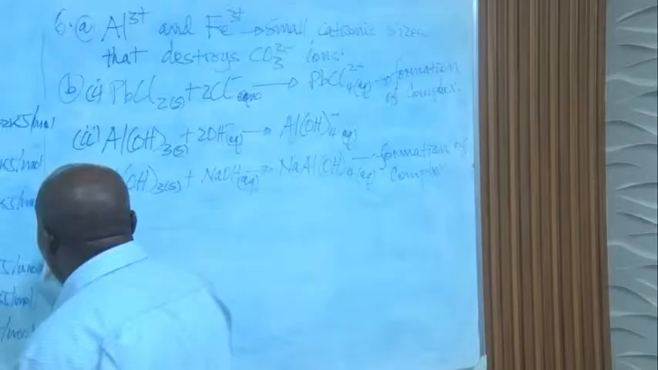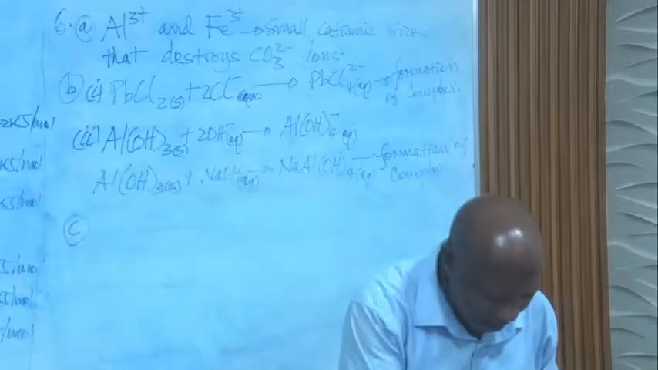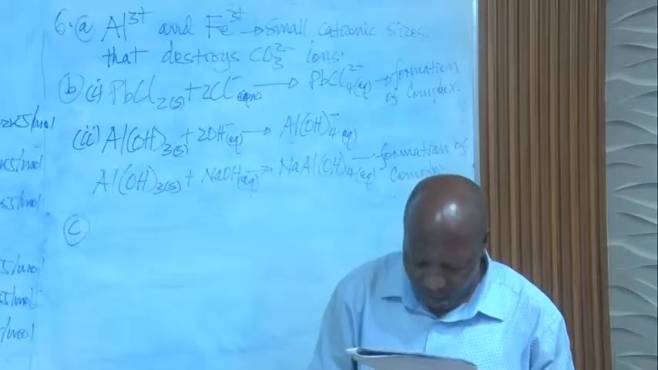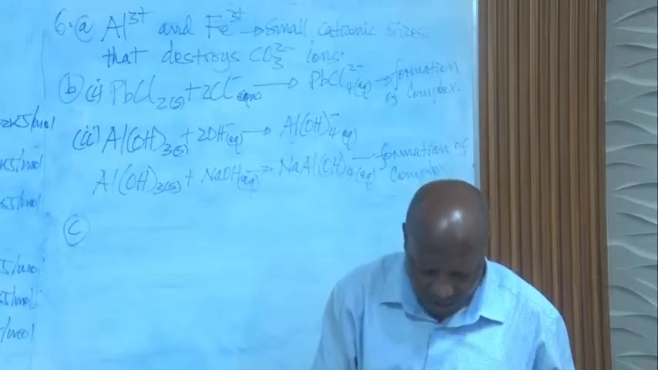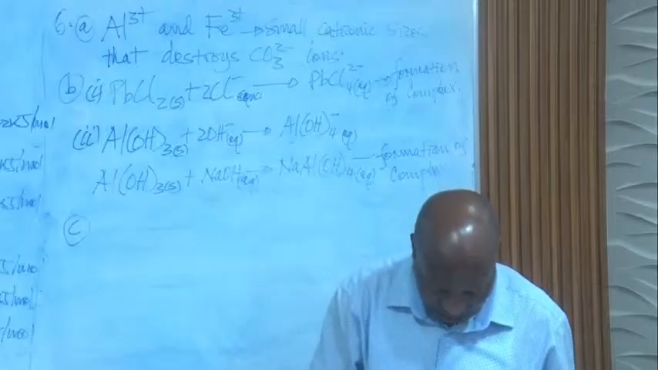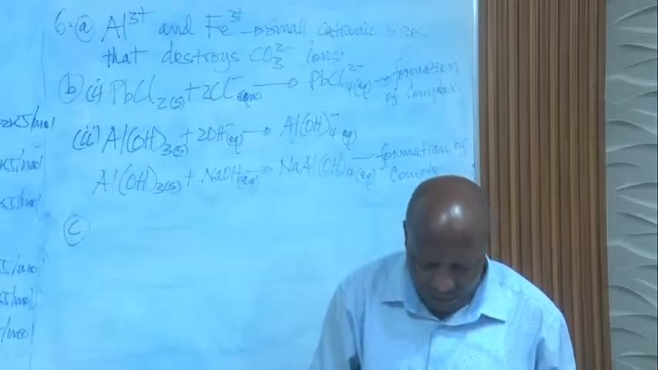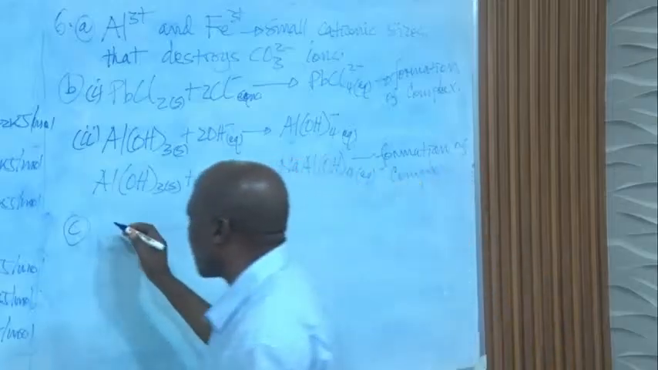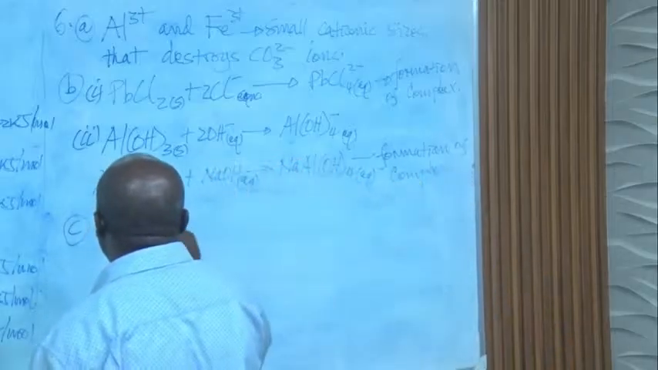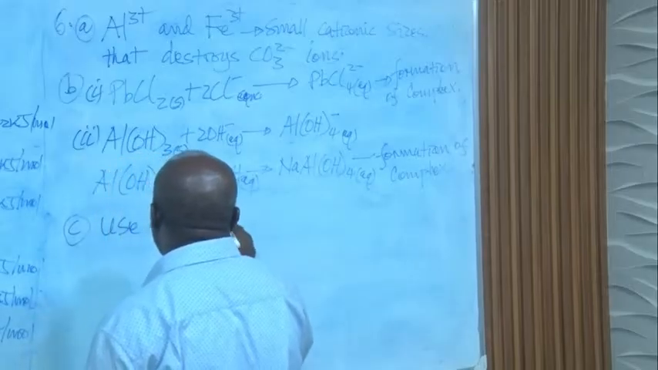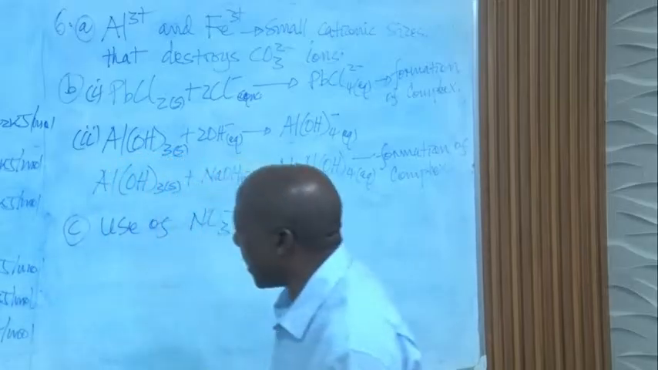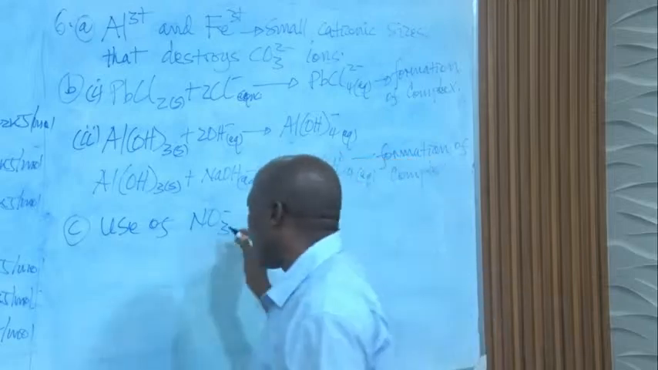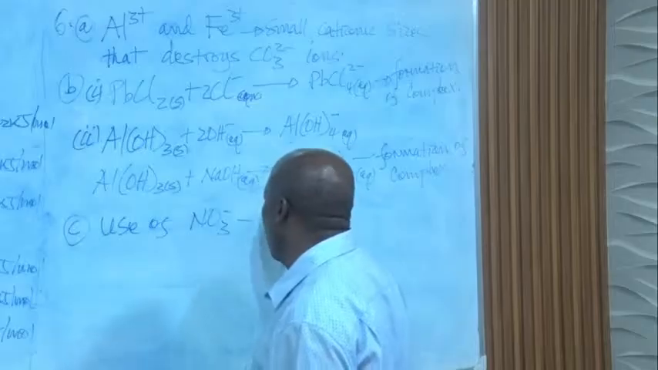Question number 6C. Question says uses of metal nitrates. Uses of metal nitrates in everyday life. Give 5 uses of metal nitrates in daily life. One of the uses, metal nitrates can be used as fertilizers.